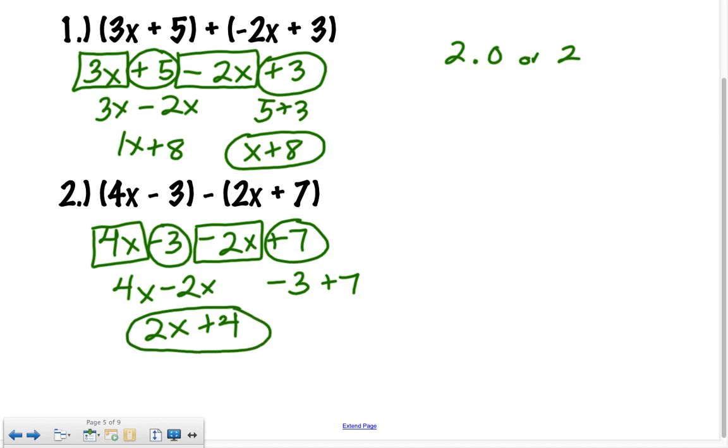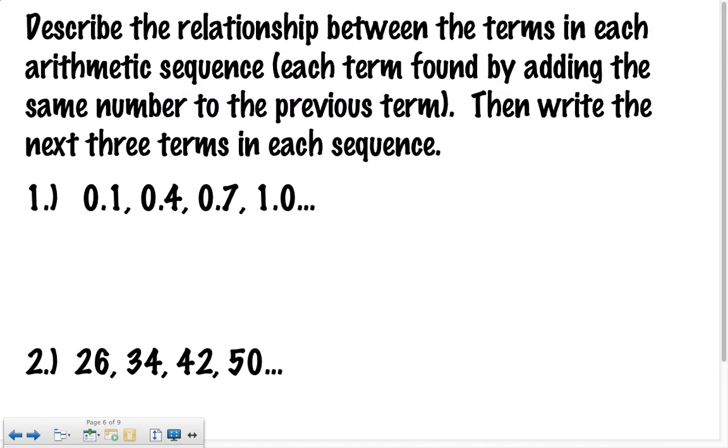All right, let's move on to the next slide. Now we're going to do an arithmetic sequence. In an arithmetic sequence, each term is found by adding the same number to the previous term. What that means is when you move from this number to this number, you're adding the same as when you move from this number to this number. The problem is trying to find out what that number is.